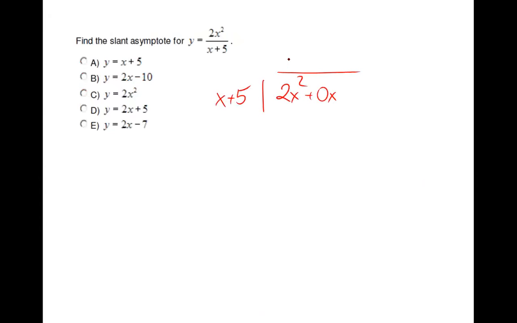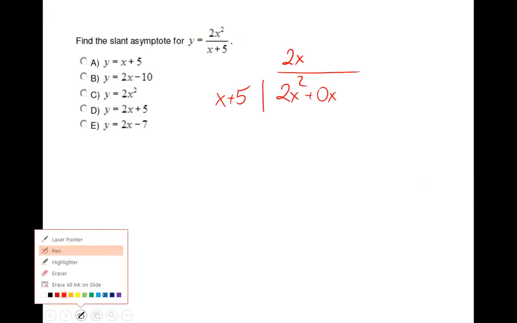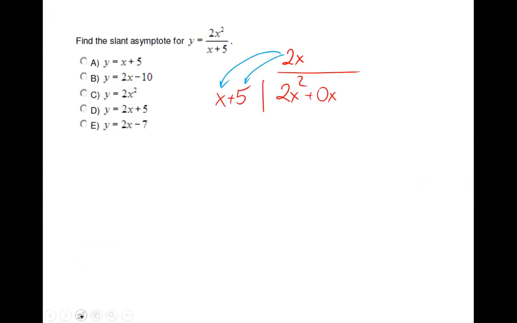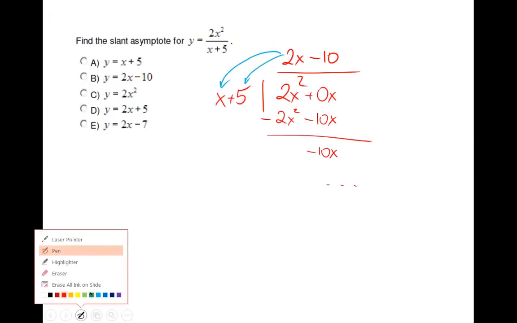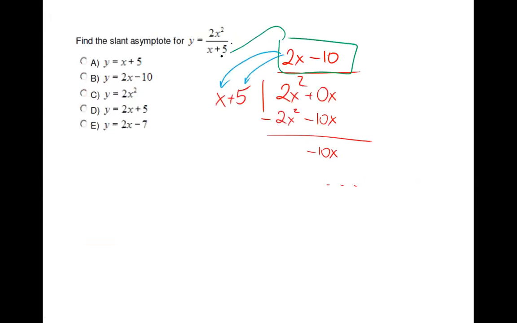2x squared divided by x is 2x. Now I will multiply back: 2x times x, 2x times 5. 2x times x is 2x squared, but I will subtract. 2x times 5 is 10x, but I will subtract. That's 0, that's negative 10x. I can still divide. Negative 10x divided by x is negative 10. And then multiplying back, but you probably see I don't even have to finish this. I do have a quotient. This is the quotient, and that's the slant asymptote. Always the quotient will give me the slant asymptote, 2x minus 10. Okay?